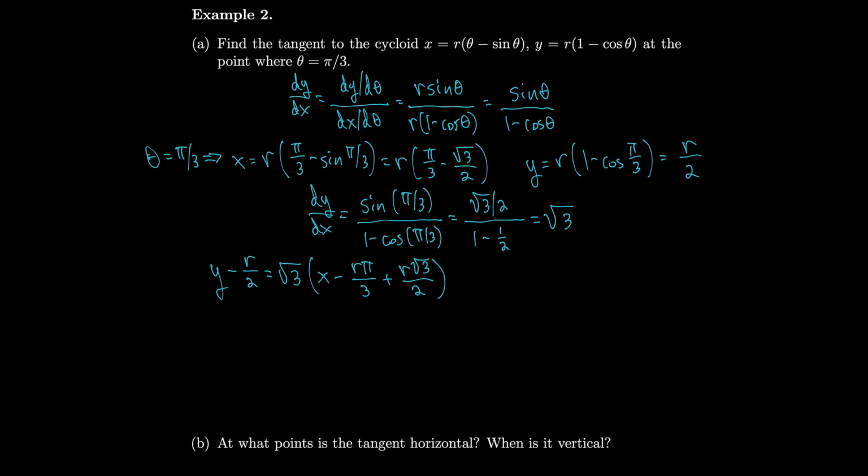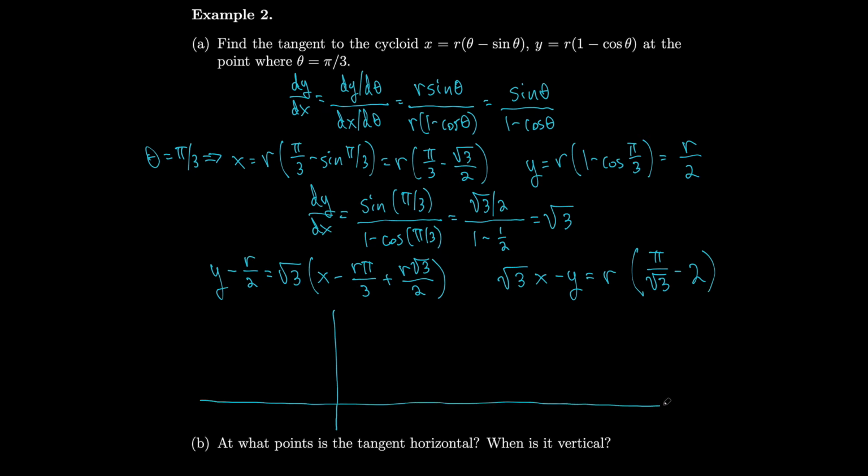So this is the same exact thing as radical 3 times x minus y equals r times pi over radical 3 minus 2, if you like standard form better. So what this looks like is something like this. We're going to try drawing at least a little bit of our cycloid.